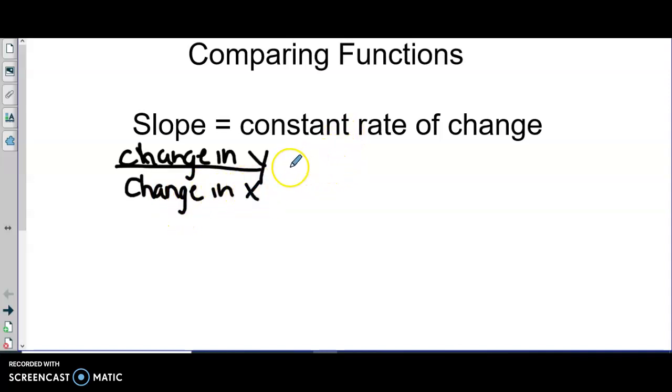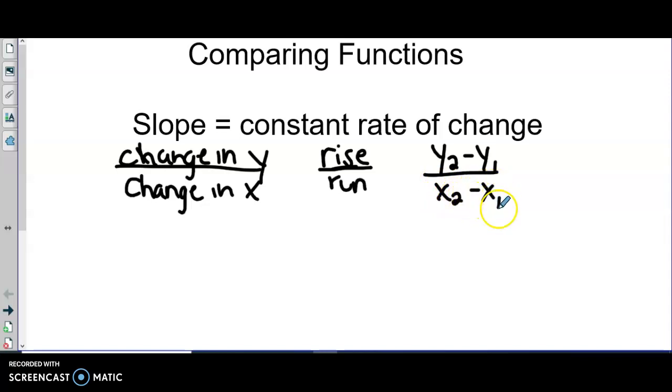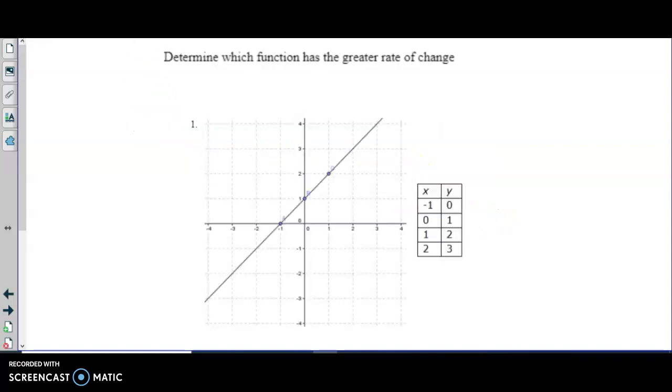If you're given a graph, then you would want to find rise over run. And if you're given two ordered pairs, you would want to use the slope formula, which is y2 minus y1 over x2 minus x1. All of these three methods will give you the slope or the constant rate of change. So let's look at this first one. It says determine which function has the greater rate of change. In other words, which one has the greater slope, because rate of change means slope.